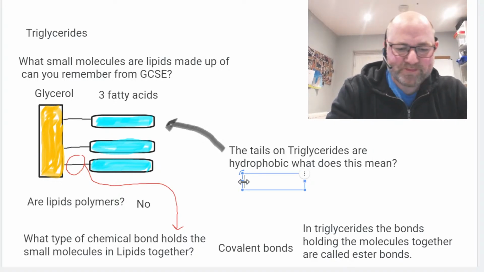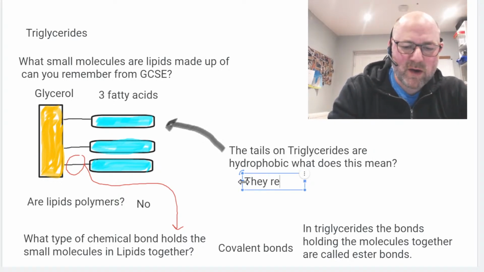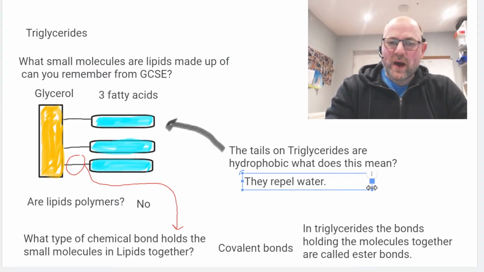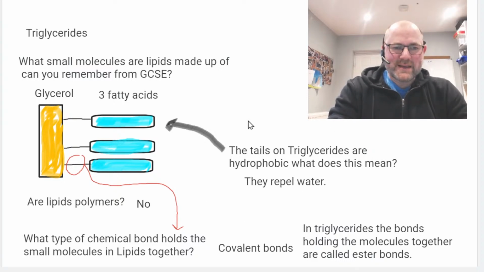So they repel water. They push water away. They don't like to interact with water. Right. Is that everything? Let's move on.